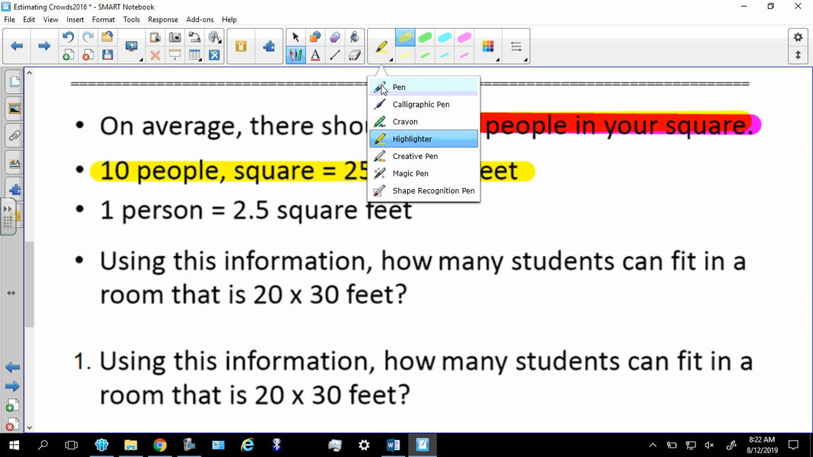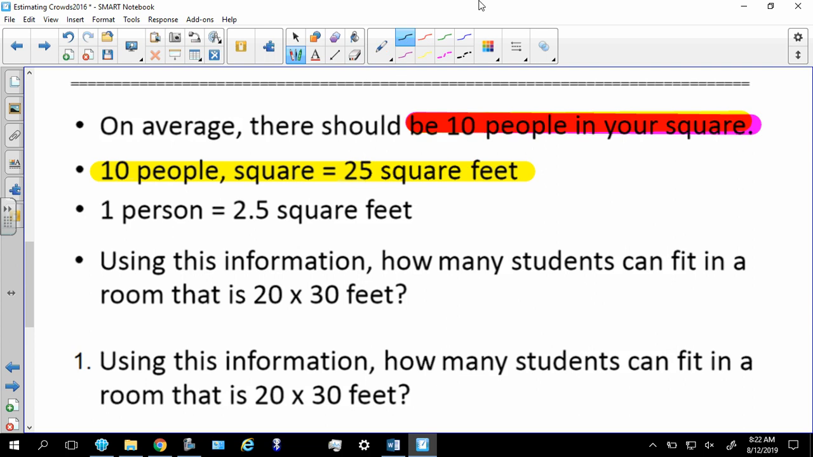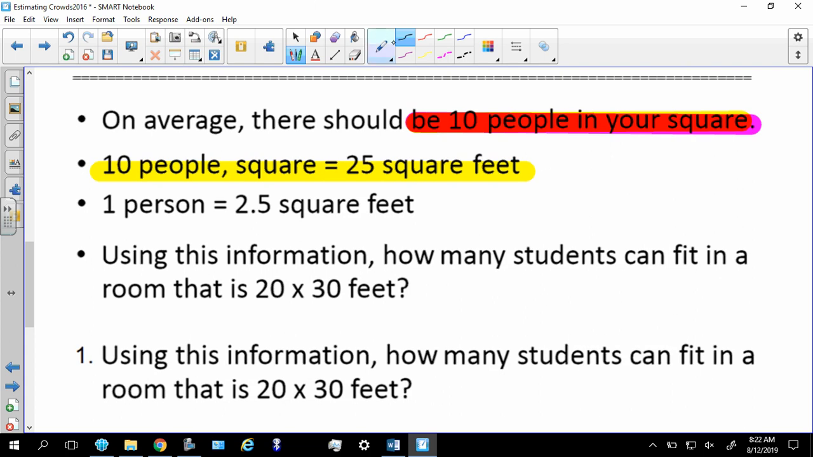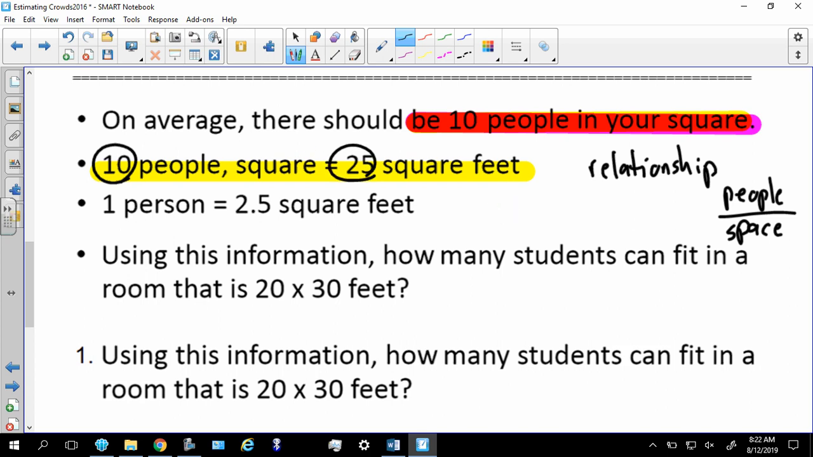All right, so mathematically, we're going to create a relationship. The relationship is going to be people over space. So this very first thing I highlighted said 10 people, 25 square feet, so I would create a fraction, 10 over 25. This would be the relationship, 10 people over 25 square feet.